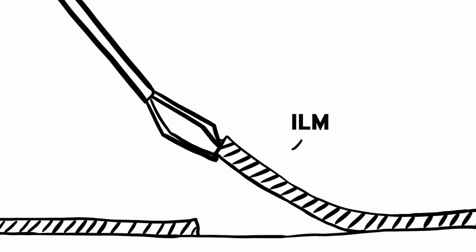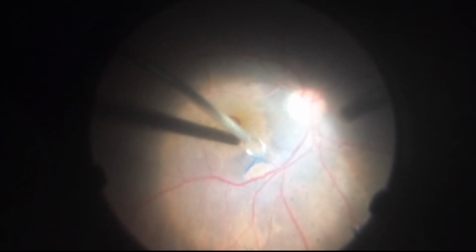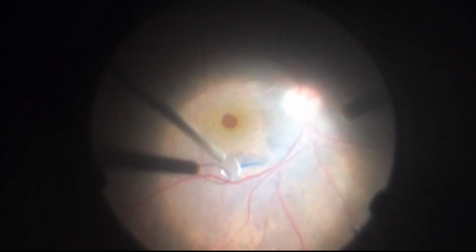Decoding the techniques of ILM peeling. Initiating the peel of the internal limiting membrane or ILM can be approached in several ways. The pinch and peel technique, where a superficial pinch raises the ILM flap, is the simplest method. Alternatively, tools like the Tano's diamond-dusted scraper or Fenner's loop can lift the ILM flap.